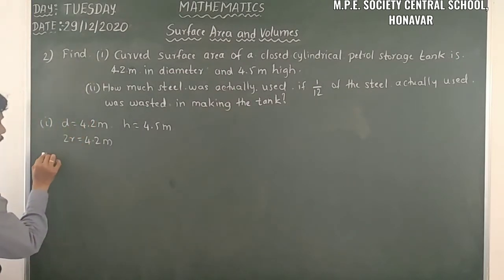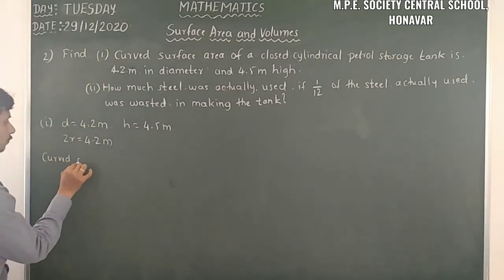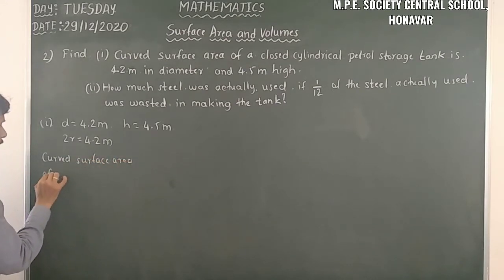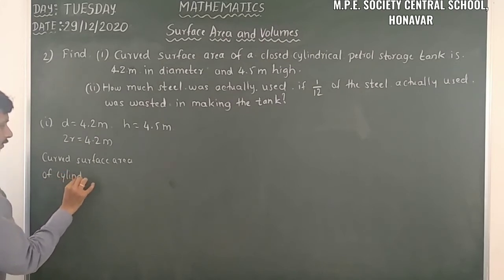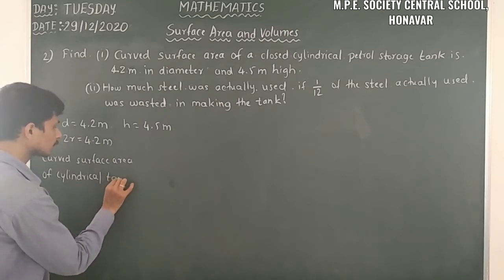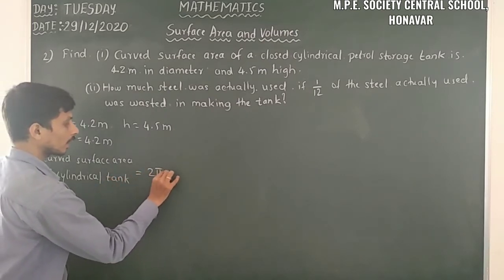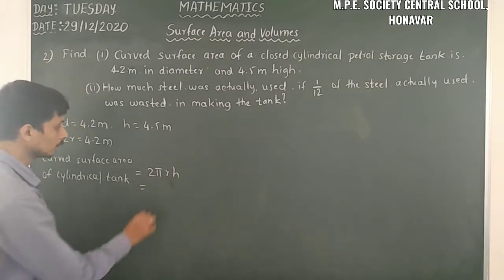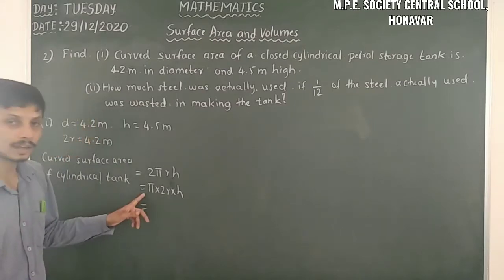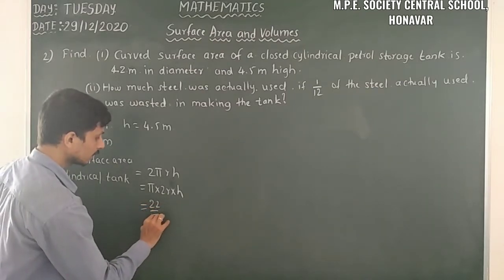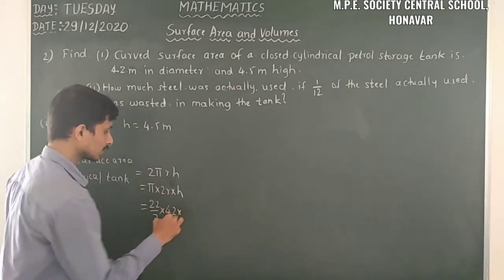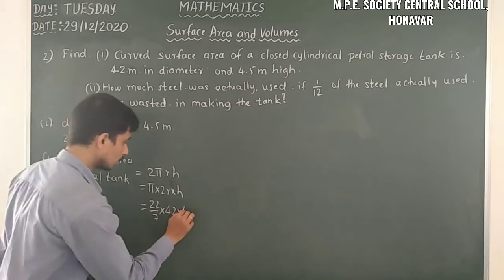Yes, so let us take that one. Curved surface area of the cylindrical tank, here I am taking the petrol storage tank as only tank, is equal to 2 pi r h, so I will write it as pi into 2r into h. What's the value of pi here? 22 by 7. And what's the value of 2r? It is 4.2. And what's the value of h here? 4.5.